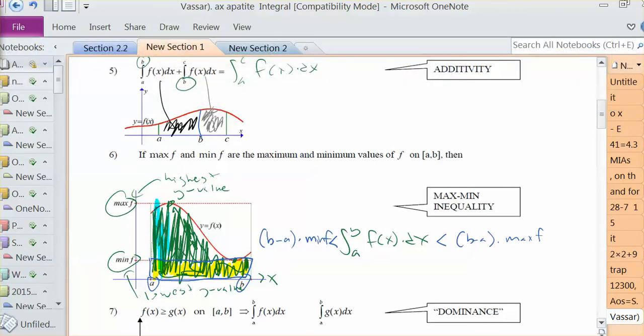So all this I'm shading in turquoise or light blue. The area of that rectangle, of course, is going to be greater than the area of the definite integral. So if we know the lowest and highest y values for our curve and multiply by b minus a, we know that our true area between the curve and the x-axis will be in between those two.